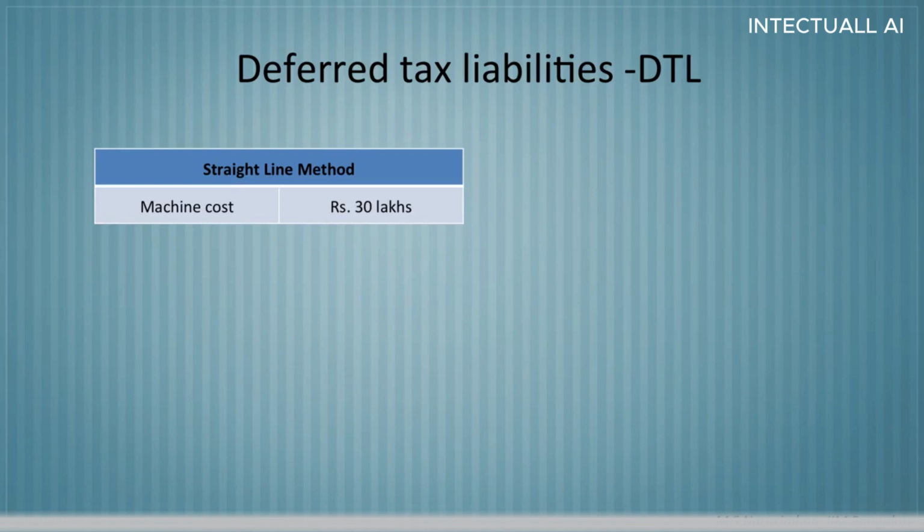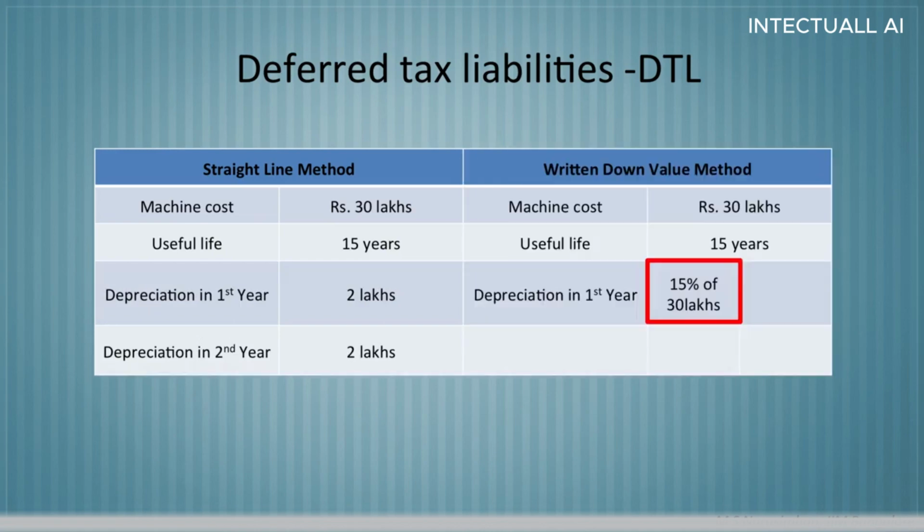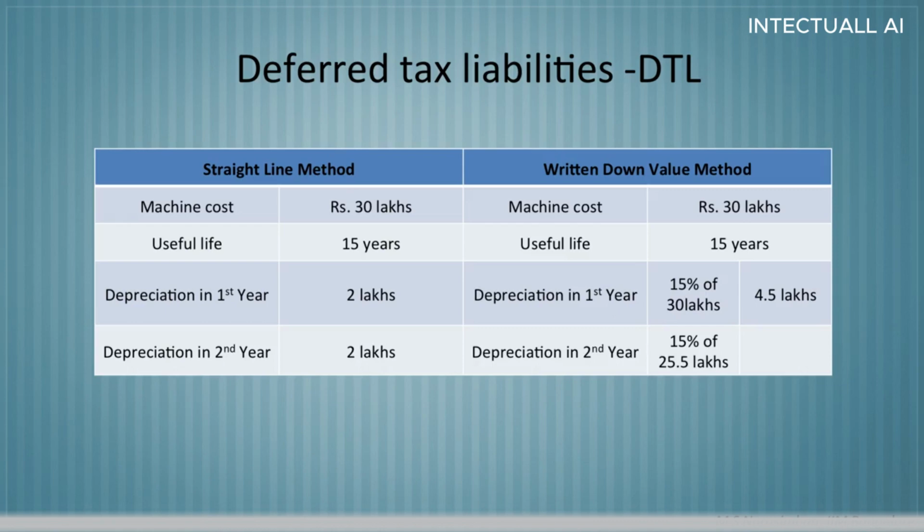Suppose we are buying a machine for 30 lakhs and we expect this machine will have a useful life of 15 years. We charge 2 lakh rupees as depreciation for computing the profit. Tax authorities give us an option to charge 15%. That is, you can charge 4.5 lakh rupees in the first year. In the second year, the depreciation is 15% of 30 lakhs less the 4.5 lakhs of first year depreciation.